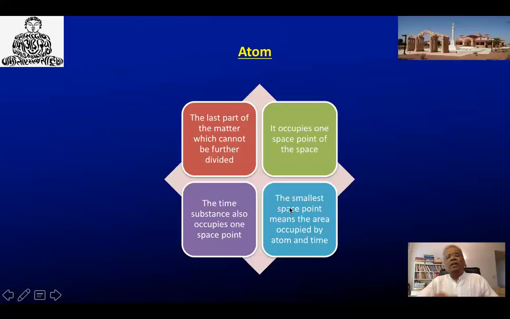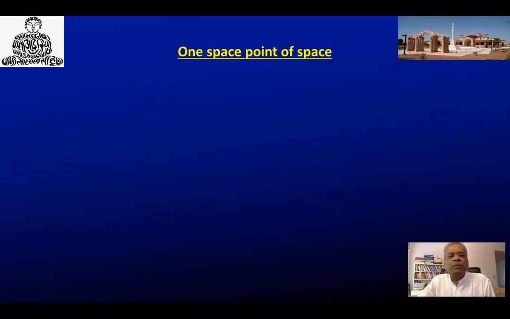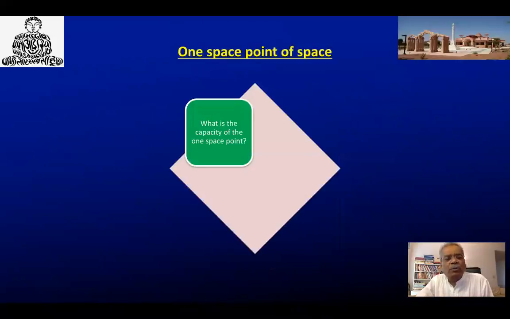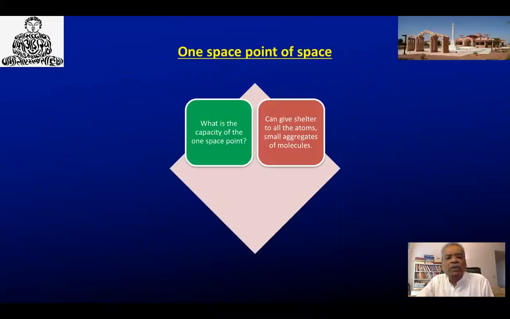What is one space point? This whole room, I divide into two, further into two, further into two, and ultimately I come to a point where I cannot divide that space into two, and that is called one space point. One atom can occupy that one space point. This one atom is not visible to us by any scientific instrument. Only the omniscient Lord can visualize it. What is the capacity of one space point? It can give shelter to all the atoms. Even a small aggregate of molecules can be given space.